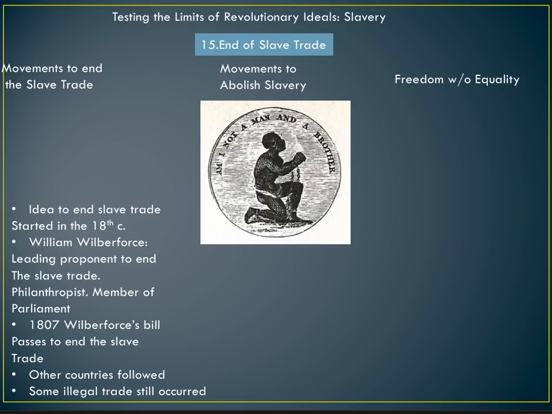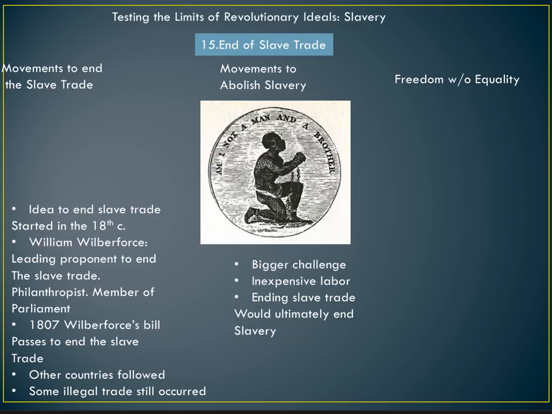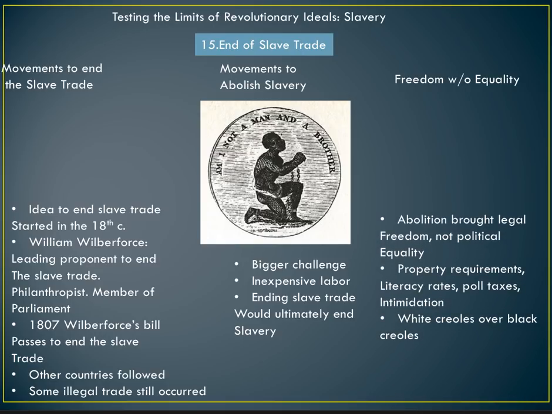The U.S., obviously, as you know, will do it much, much later on in the 19th century. So some illegal trade still occurred. So don't just think, oh, we're just going to stop it. It didn't happen like that. Some of it still occurred, and it took quite a long time, pretty much over all of the 19th century, for it to end. In terms of the slave trade, the movements to abolish slavery, it was a big challenge because it was going to hurt people economically. It was free labor. You're getting free labor, and now with it ending, people had to think about, well, how is this going to hurt my bottom line? How is this going to hurt my pocketbook? So ending the slave trade would ultimately, like I said, end slavery, and because it was going to affect people economically, a lot of people were not agreeable to it.